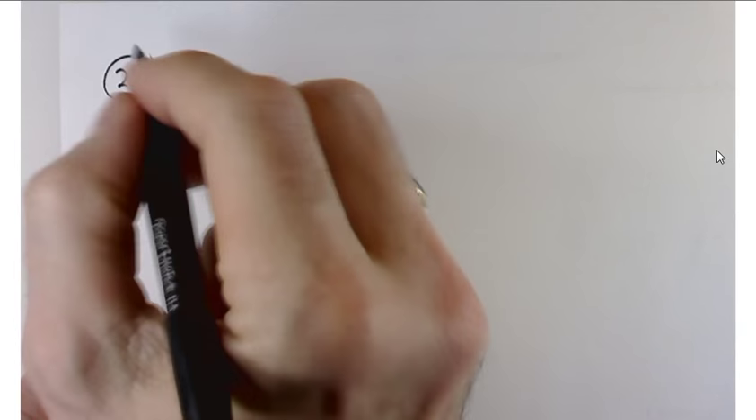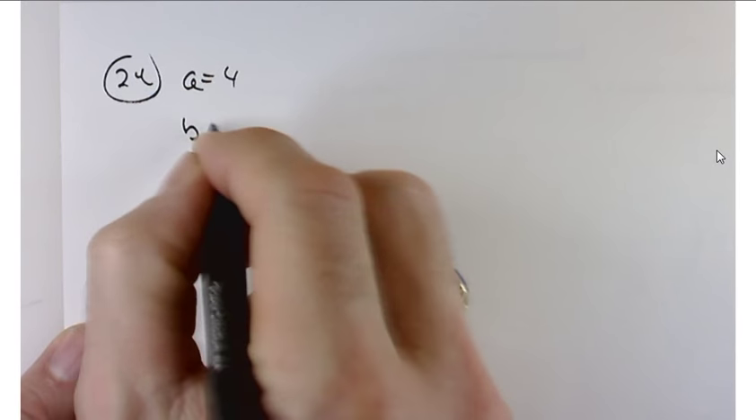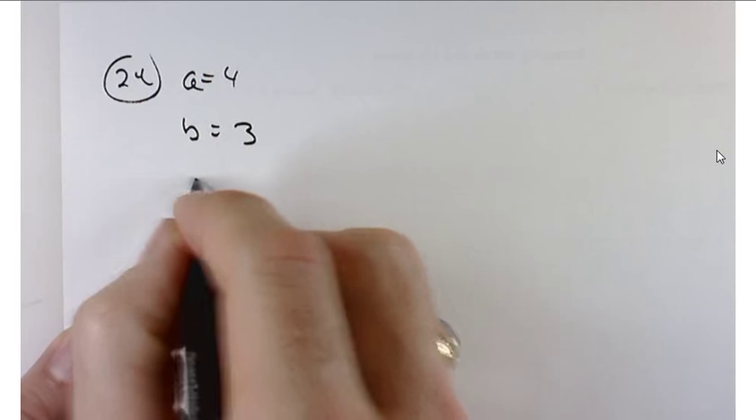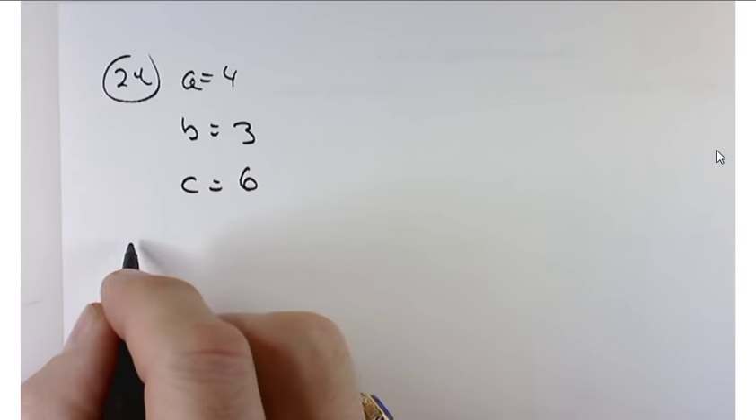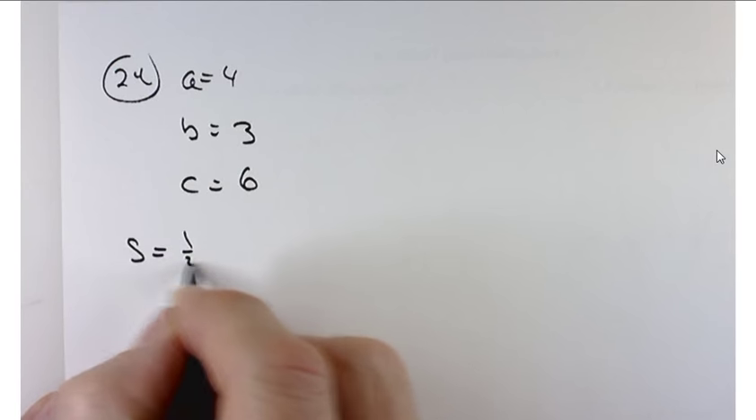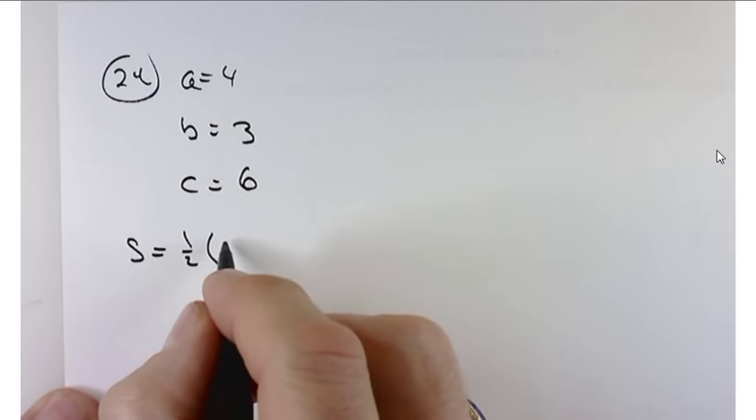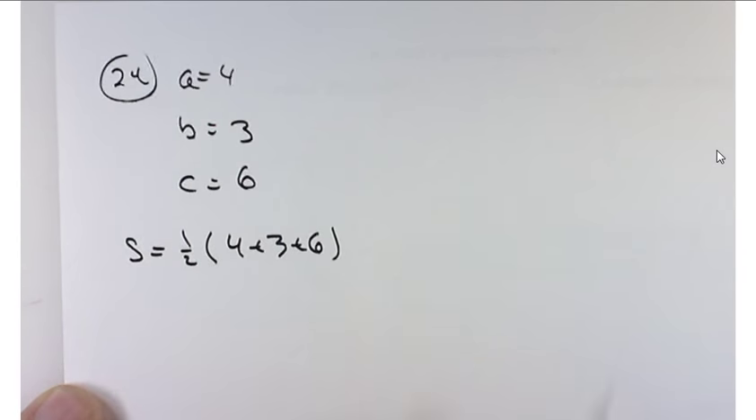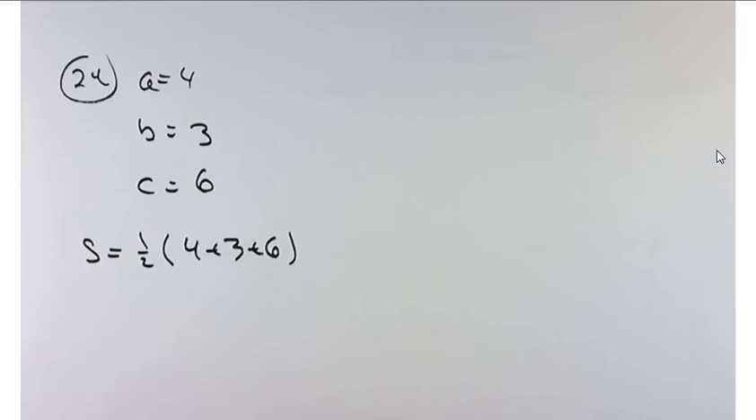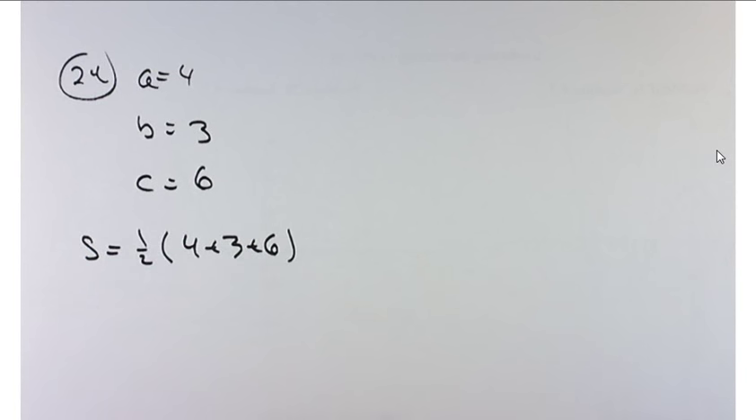Problem 24. So A equals 4, B equals 3, C equals 6. So again, let's see if we can't set up Heron's formula. I need to first calculate S as the semi-perimeter. S is going to be 1/2 of 4 plus 3 plus 6. I'd suggest that you store that value and then finish off Heron's formula using the same technique we did with the previous one. Store that, and then just type it all in.